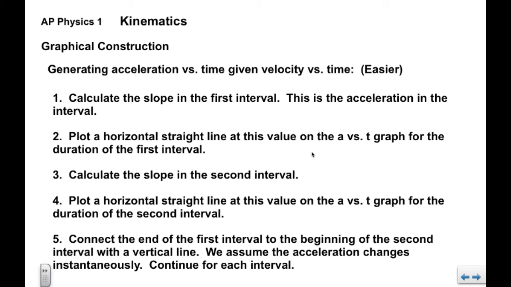Then we're going to calculate the slope in the second interval, plot a horizontal straight line at this value for the duration of the second interval, and then connect the end of the first interval to the beginning of the second interval with a straight vertical line. We're going to assume that the acceleration changes instantaneously, and then we continue for each successive interval.